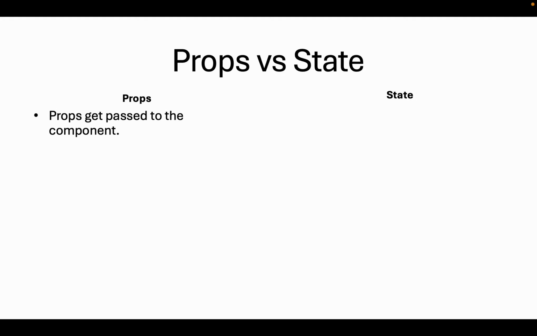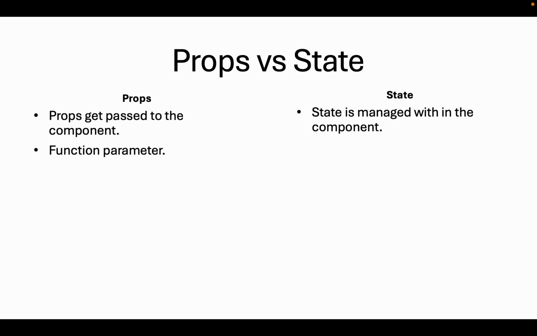Props are passed to the component. You can pass the props as a parameter to the component. State you can create within the component and manage within the component privately. Props are passed as function parameters, and within states you can declare a variable within the function body.